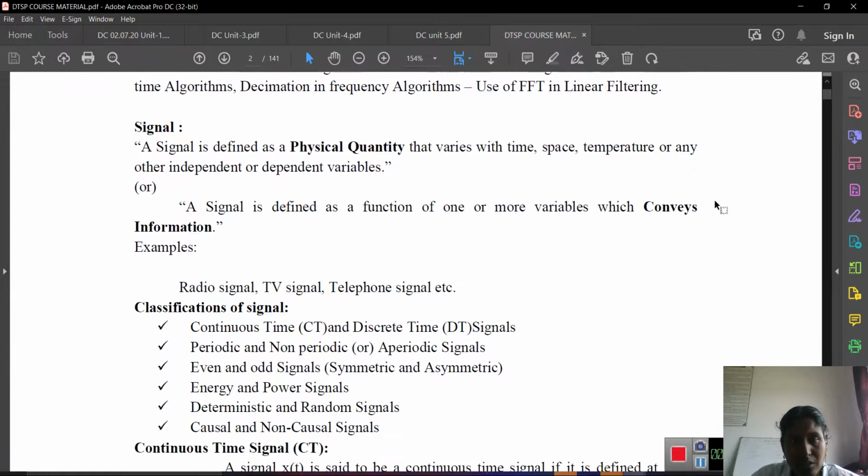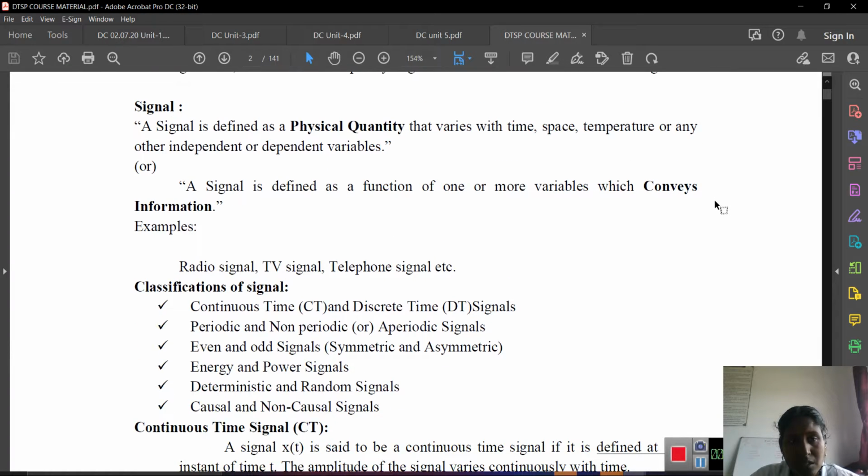First of all, signal. What is a signal? A signal is defined as a physical quantity that varies with time, space, temperature or any other independent or dependent variables. A signal may also be defined as a function of one or more variables which conveys information. This is the correct definition, easy to understand.